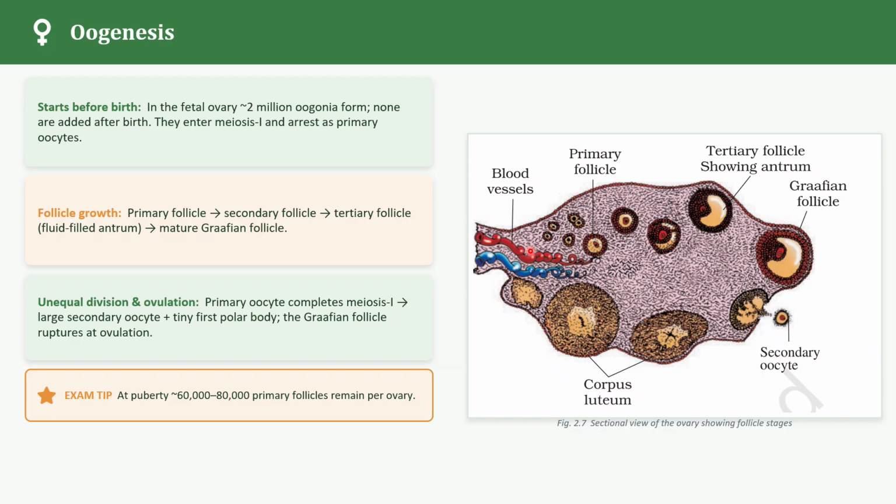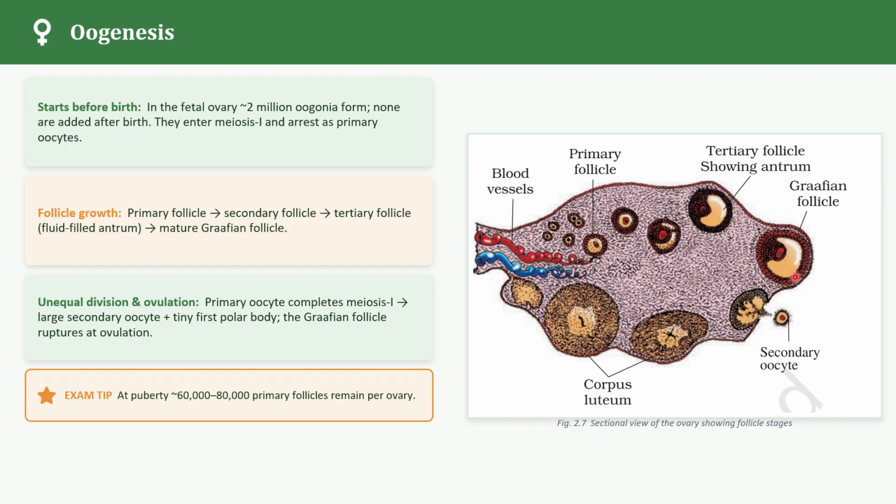And then follicle development. First, the primary follicle is developed. Next, the secondary follicle, then the tertiary follicle, then the mature Graafian follicle is formed. So at puberty, during each menstrual cycle, one Graafian follicle matures. So this is the Graafian follicle. The primary oocyte completes meiosis 1.